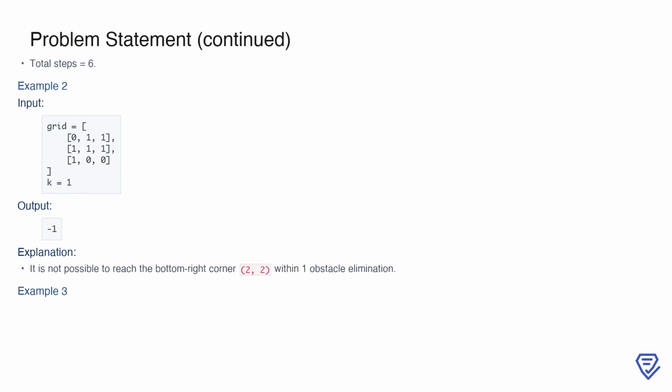and since it's the shortest valid path, the output for this example is 6. In another example, the grid is a 3 by 3 matrix with many obstacles, and again, k equals 1. Here, despite being allowed to eliminate one obstacle, there's no way to reach the bottom right corner within the given constraints. No matter which path you try, you'll encounter more obstacles than you can remove. As a result, the output for this case is -1, indicating that it's impossible to complete the path.